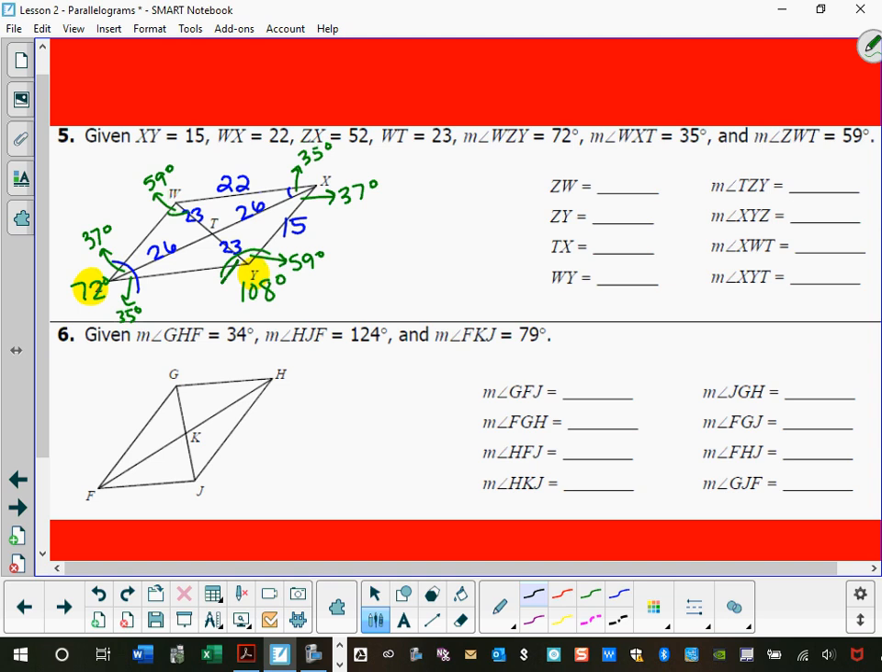How can I figure out this other piece? 108 minus 59 gives me, what'd you get? 49? So that means this top piece is 49. What we're doing is we're looking at opposite angles. We're basically just flip-flopping your opposite angles.